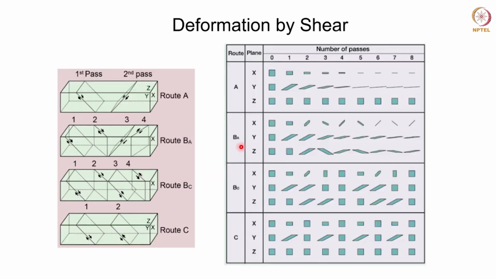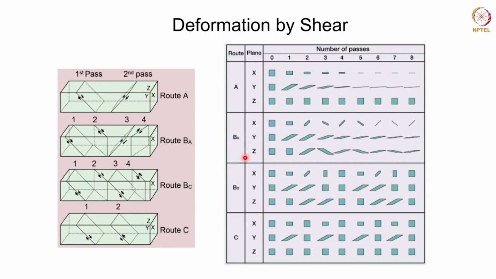Now let us look at route BA, which is alternate rotation by 90 degrees between passes. So this is in the beginning, and then in the first pass it is deformed like in route A on the X and Y planes, and now it is rotated by 90 degrees, and therefore the Z plane will also be subjected to plastic deformation here, unlike route A where plane Z remains intact without any plastic deformation. But here, since there is a 90-degree rotation involved, all the three planes will get deformed in route BA.